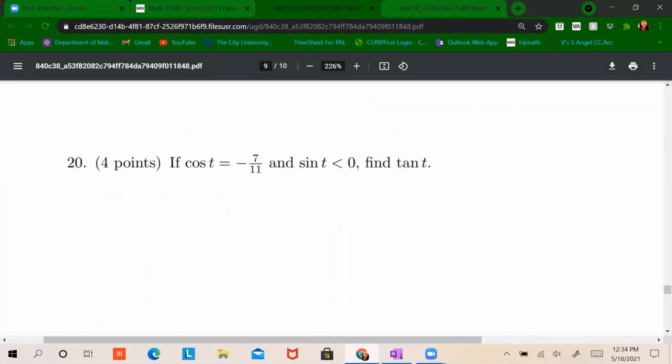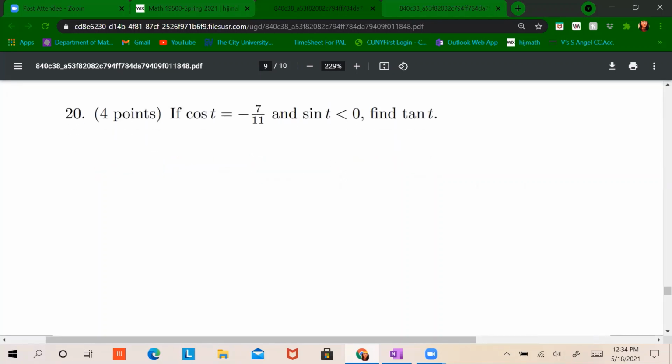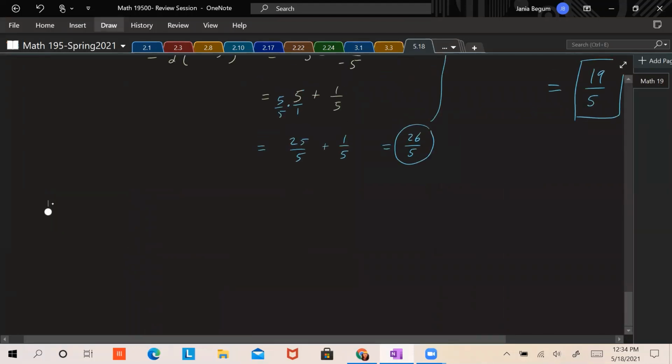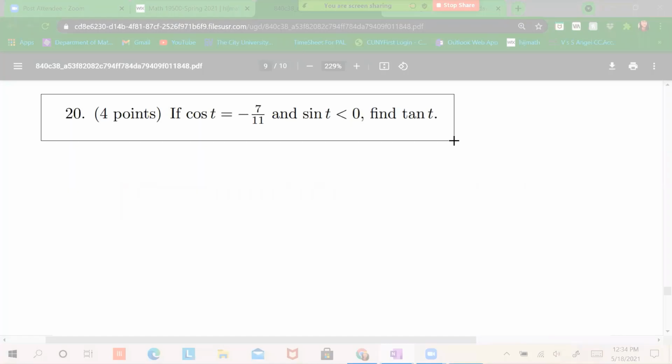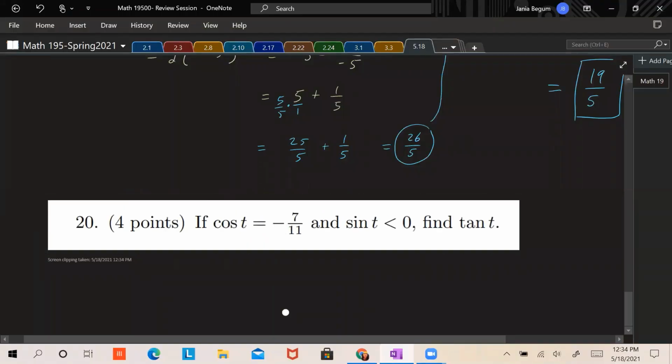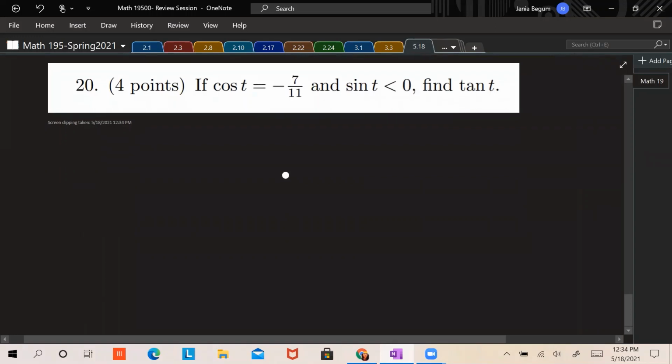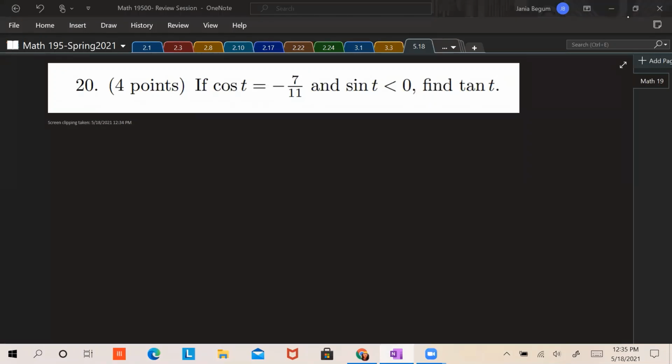Okay, so here's 20. We want to find tangent t given these conditions. So what do you guys think? How do we do something like this? You have to do the triangle first. So we're going to draw the triangle because that will give us all the sides, and then we can figure out tangent. So let's do that.